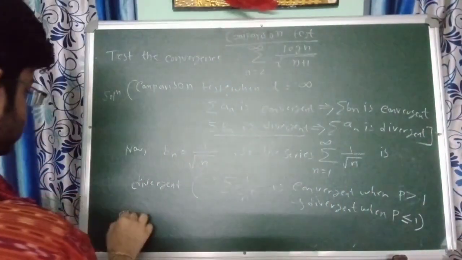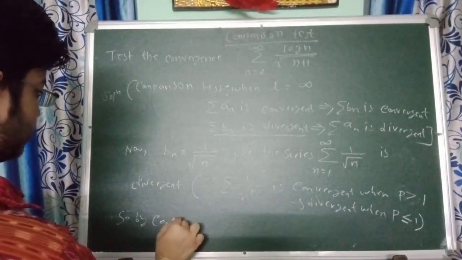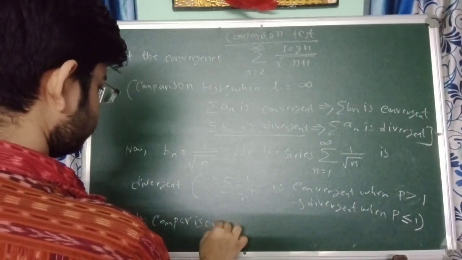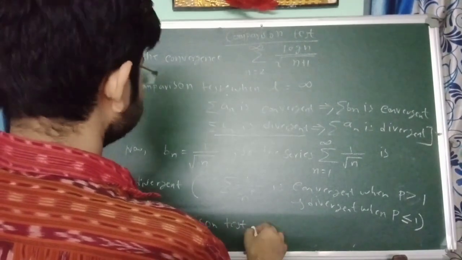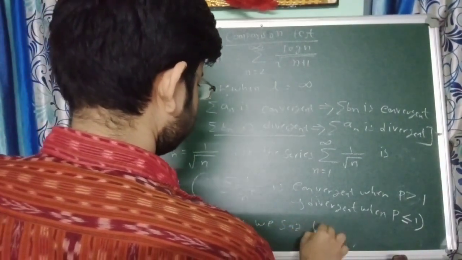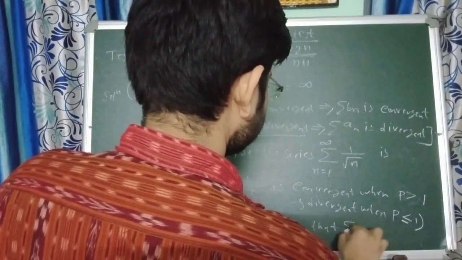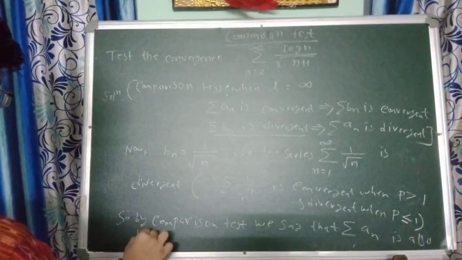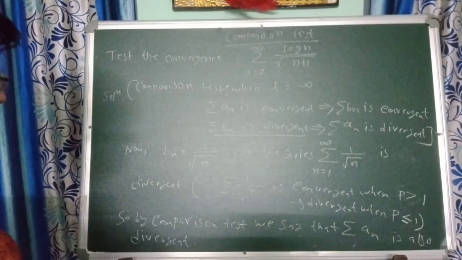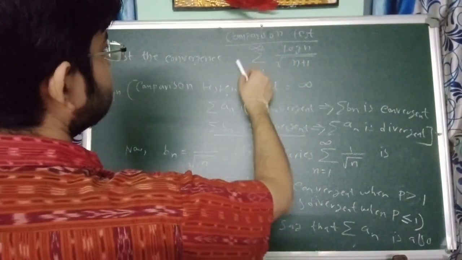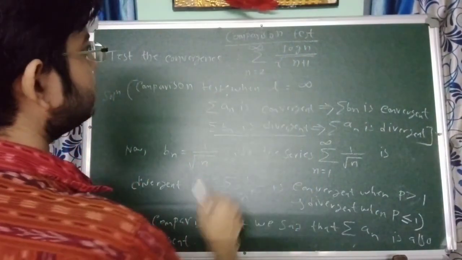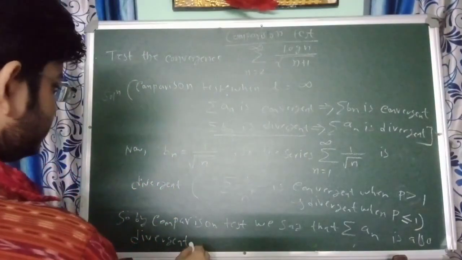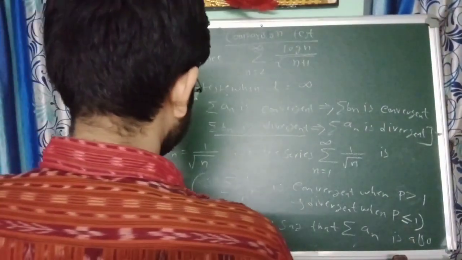So by the comparison test we say that summation a_n is also divergent. Summation a_n means the original series, summation n equals 2 to infinity log n divided by square root of n plus 1, is also divergent, and this completes the solution.